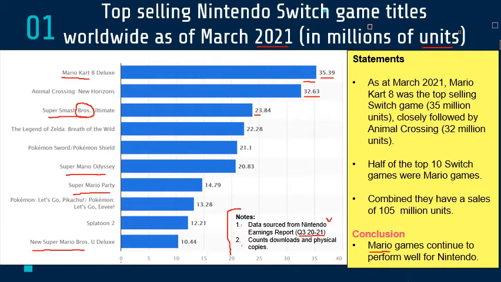So, for example, if I worked for Nintendo and I was in charge of deciding what games are we going to put out? Well, I could reach this conclusion. I'd say, well, do you know what? Maybe we'll make some more Mario games because they continue to perform well for us. They're making us money, so why not just churn out some more? Okay, that's our first chart. Let's look at another one.